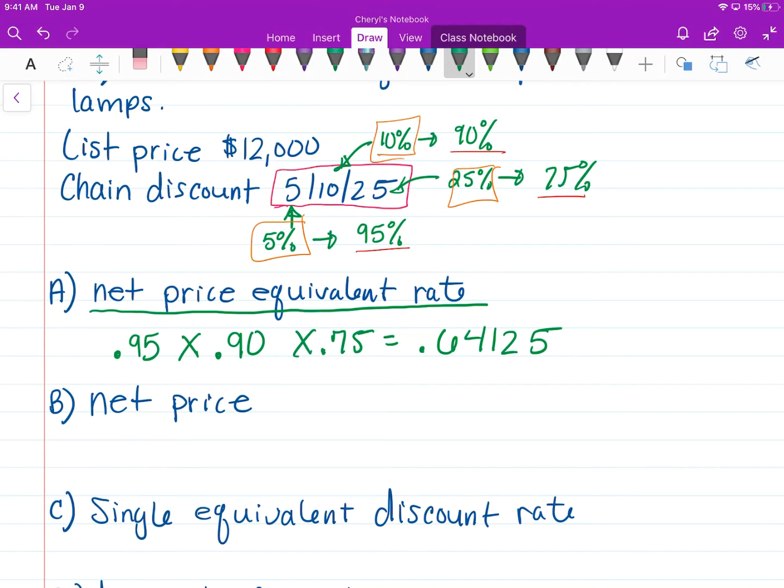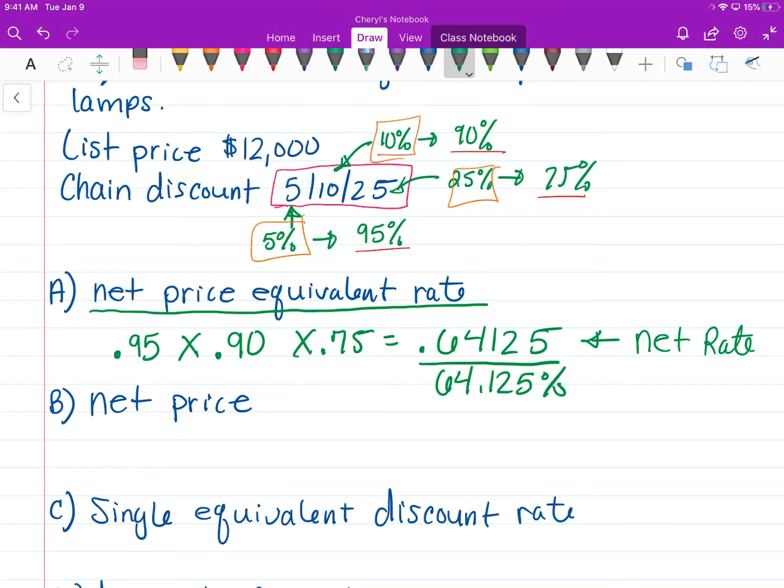0.64125. Now, do not round this. When you're working on your homework, do not round that to say 0.64 because you'll get it marked wrong. Believe it or not, those extra digits are actually going to make a big enough difference in your answer when you start multiplying that you want to make sure you keep all of your digits. So this here is what's called the net price equivalent rate. I'm just going to abbreviate it, the net rate. If I want to write that as a percent, remember I would multiply by 100, so that would be 64.125%.